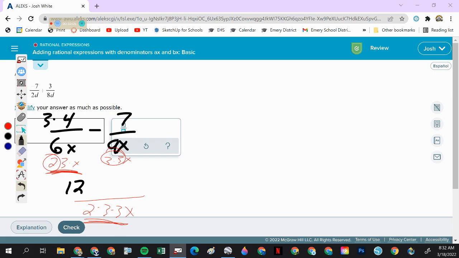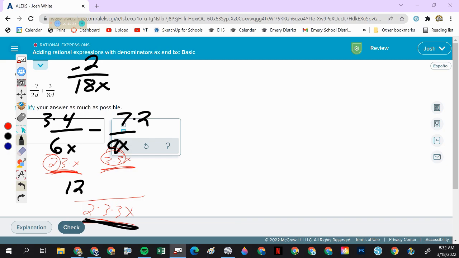Okay, on the other side, what are we missing? A 2. So this one has a pair of 3's and an x. This one has a 2 and a pair of 3's and an x. So we times this by 2. So 12 minus 14 is negative 2 over, and then we put all this together. 2 times 3 times 3 is 18x.